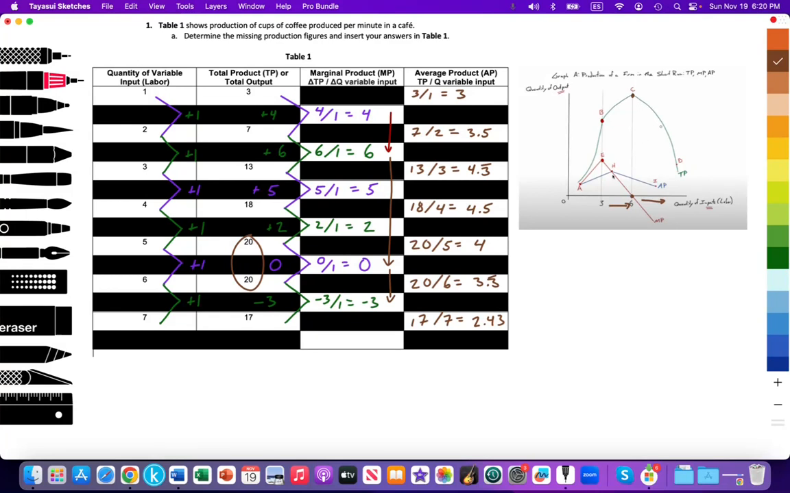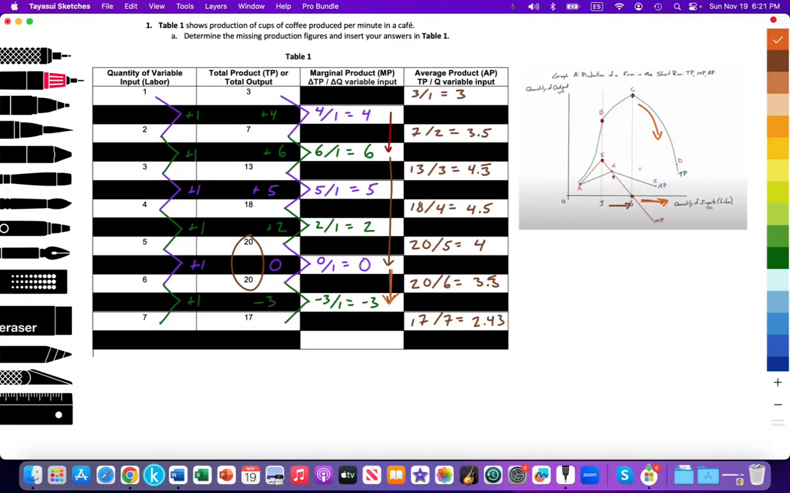Which is going to pull the total product function downward that we see here. It starts to get pulled downward as we get beyond 6 workers. Not enough space, not enough resources, workers are getting in each other's way. They might be causing cups of coffee to fall on the floor as they smash into each other, and so on. So we see that marginal product data is aligning with this model.